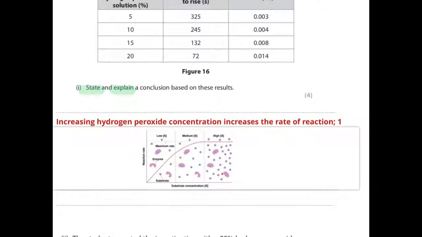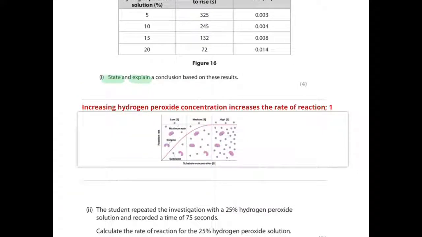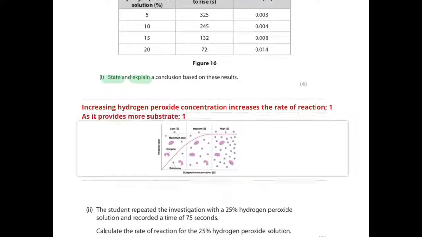Once all the active sites are occupied, then enzymes can only work so fast. So now enzyme concentration is the limiting factor. So we need to increase enzyme concentration to make this rise further. But here we're just explaining this bit, because all this is showing is a rise in rate of reaction. So here, as it provides more substrate, 1 mark.